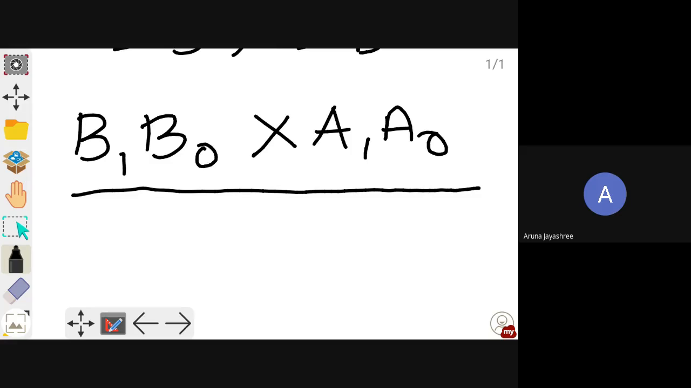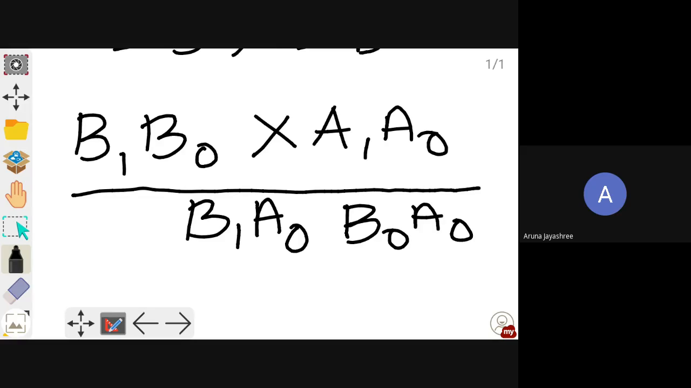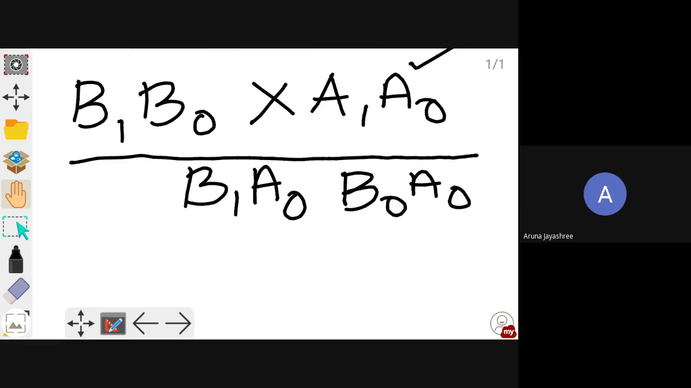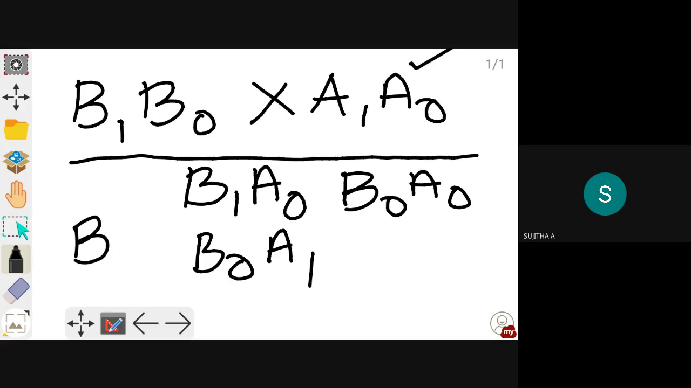First we multiply A0 with B0 and B1. So you get B0 into A0 and B1 into A0. Next you are going to multiply with A1. So A1 into B0, and then A1 into B1. The same procedure.